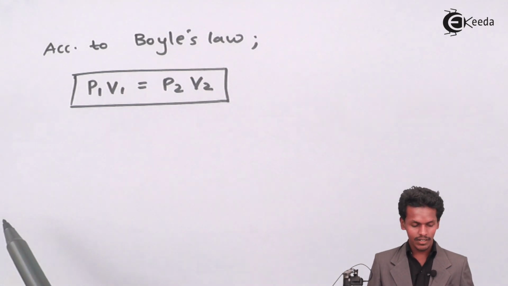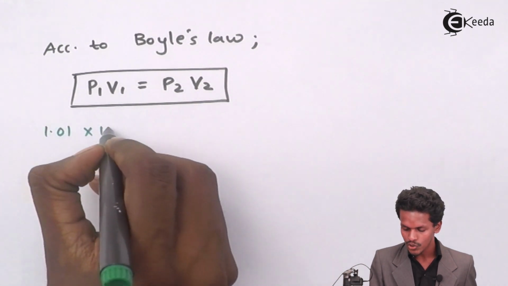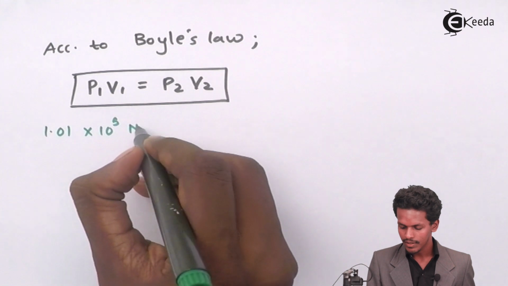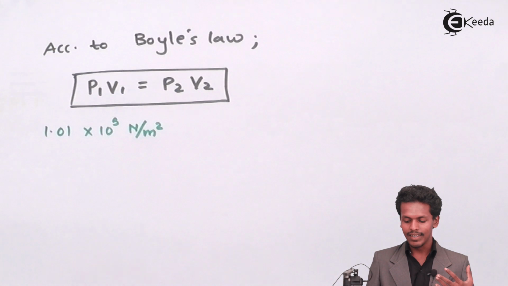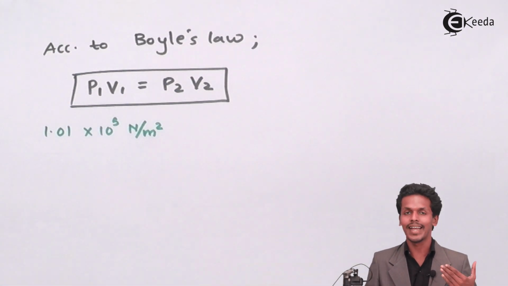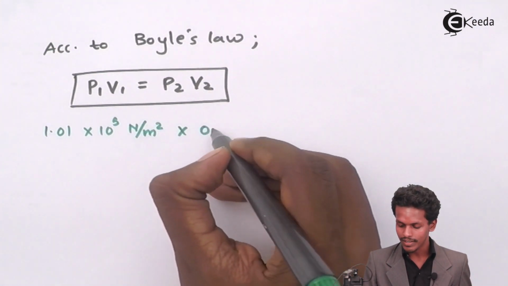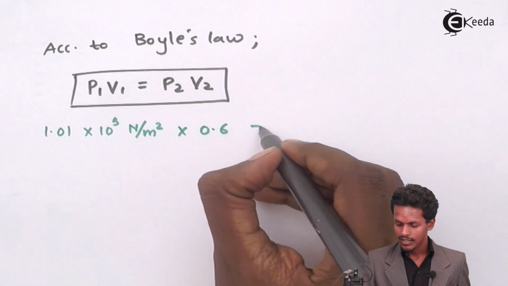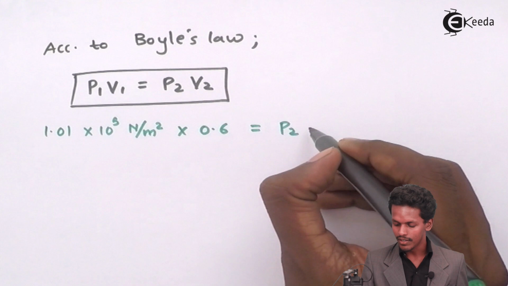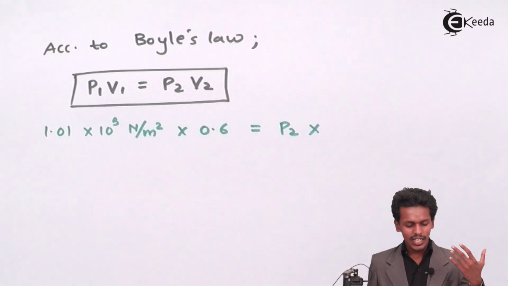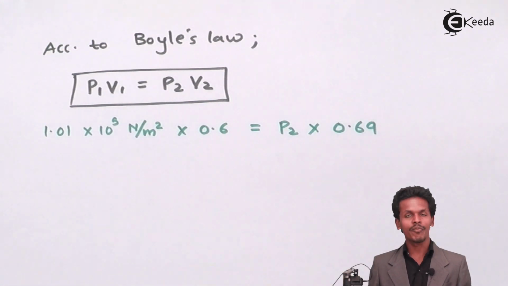So the P1 that they have provided to us is basically 1.01 into 10 raised to 5 Newton per meter square, which basically means Pascal itself. I have mentioned the unit here, but it is not necessary; you can mention the unit at the last also. It will be fine. The volume that they have provided us is 0.6 cubic meter, and the pressure 2 is something which we have to calculate. The V2 that they have provided to us is basically 0.69.